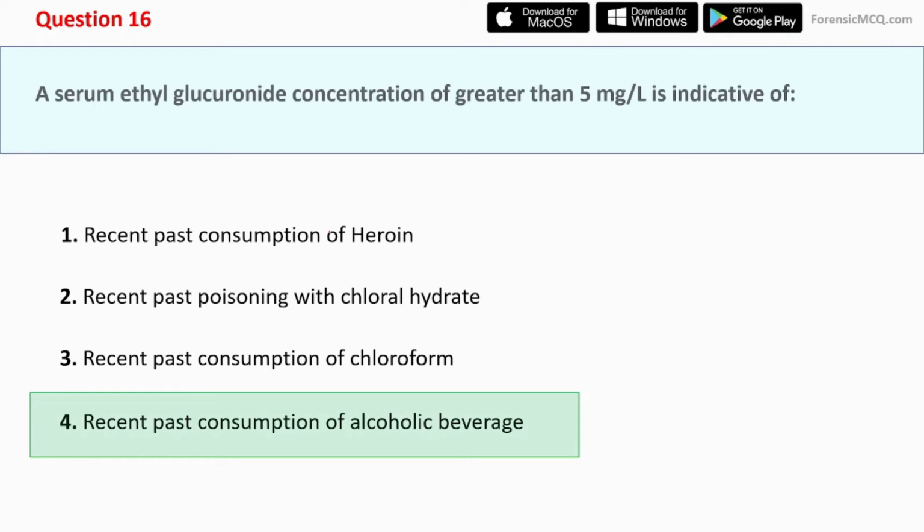Now, first of all, what is serum ethyl glucuronide? Serum ethyl glucuronide is a direct metabolite of ethanol, and it is used as a biomarker.